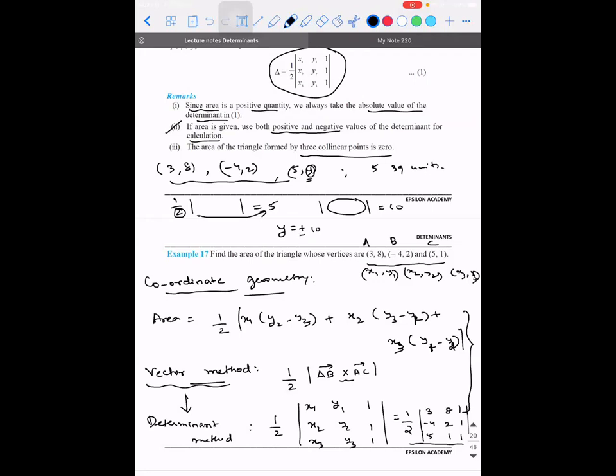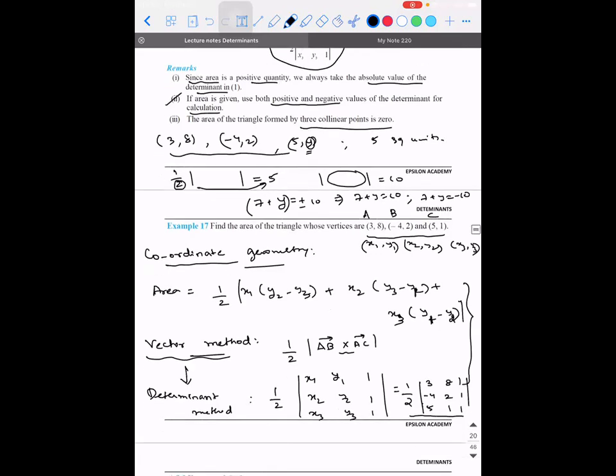Plus or minus 10. See, for example, it comes out like this: 3 plus x plus y. Oh, sorry, 3 plus. Okay, let's say it is coming out as 7 plus y. So 7 plus y, you should not leave it as 10. 7 plus y should be written as plus or minus 10. So from this, you have to solve it as 7 plus y is equal to 10 and 7 plus y is equal to minus 10. So you will get two values of y for which the area of the triangle will have the same magnitude.